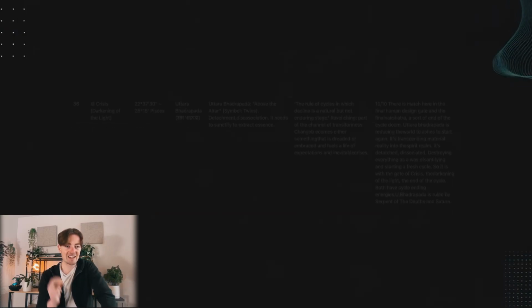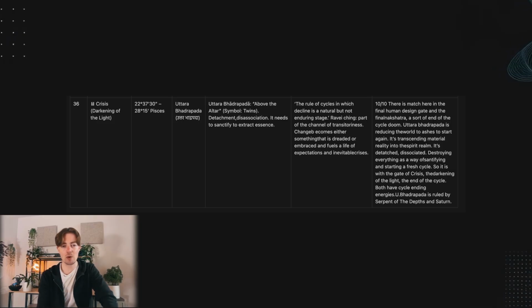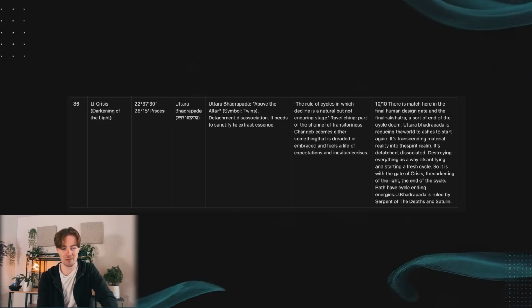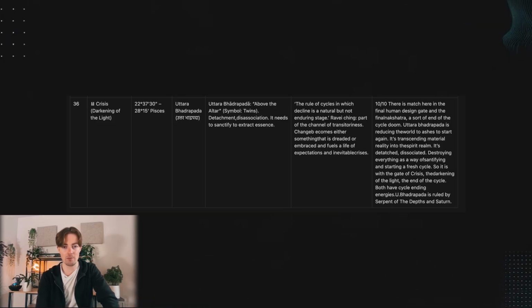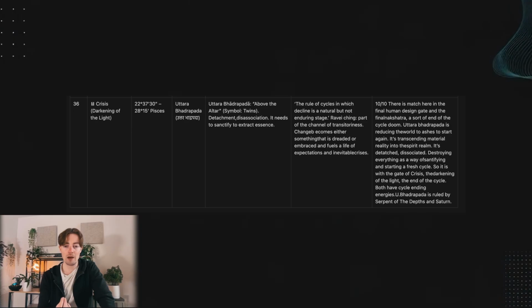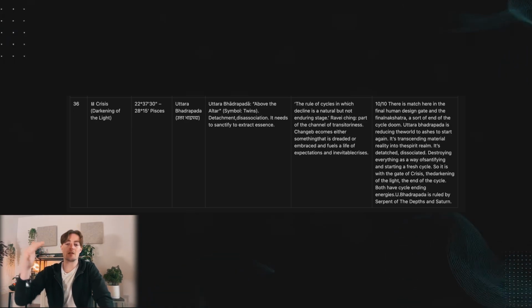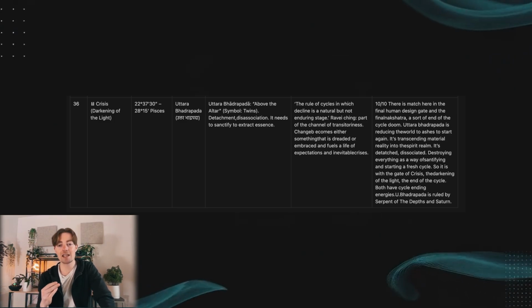And finally, gate 36, the gate of crisis or darkening of the light. This is at the very end of Pisces, 22 degrees through to 28 degrees of Pisces in Uttara Bhadrapada. So now previously we had Purva Bhadrapada approaching the altar. Now we have Uttara Bhadrapada above the altar. So this is a detachment, dissociation. It needs to sanctify to extract essence.